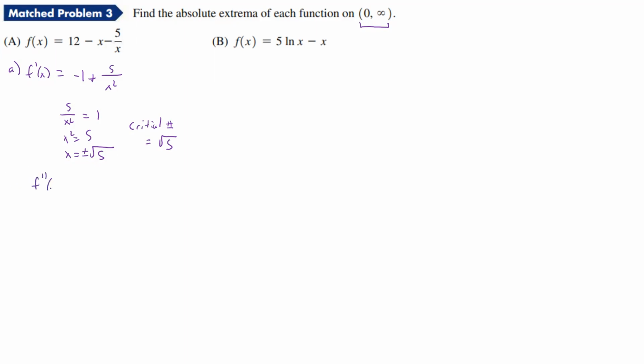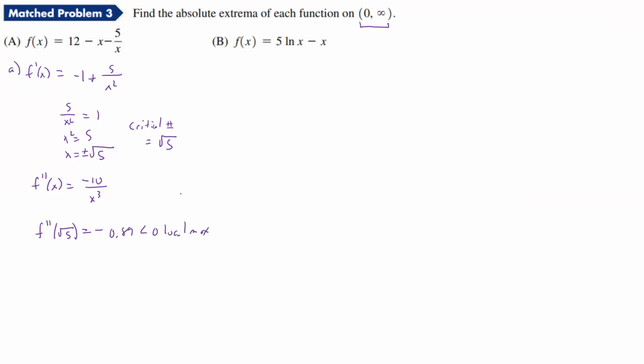All right, so what is then our second derivative? Okay, well, that's going to be, now this takes this up, and that's going to disappear. So we're going to have -2 times 5. So it's going to be a -10 that becomes x to the third. Okay. So now we're going to test this critical number with this. So f double prime of the square root of 5. Now, if we plug that in, that's going to give us a negative value. So it really doesn't matter what the negative is. If we plug it in, we get a negative 0.89, which is less than 0. So that means it's going to be a local max.